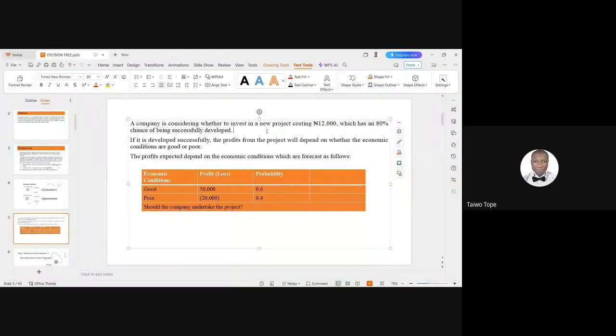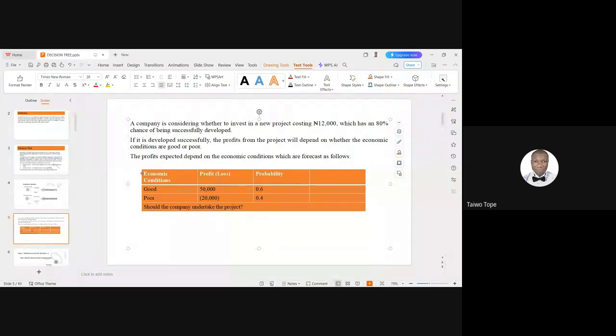But for you to develop this project, how much will you invest? 12,000. If the project is developed successfully, the profit from the project will depend on whether the economic conditions are good or poor. So the profit expected depends on the economic condition, which are forecast as follows. The economic condition can either be good or poor.